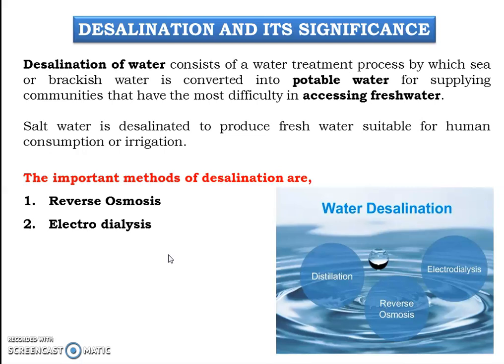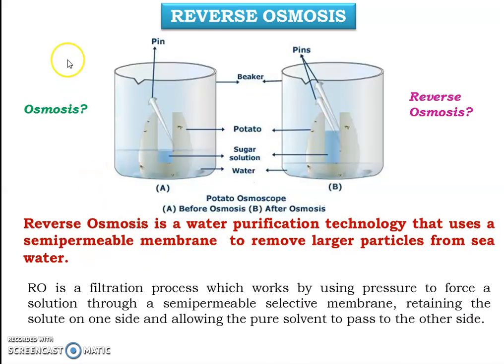Apart from this, we have some other processes such as the distillation process, multi-stage flash distillation and multi-effect distillation. First in this video we will discuss reverse osmosis, and in my next video I will explain the electrodialysis process.